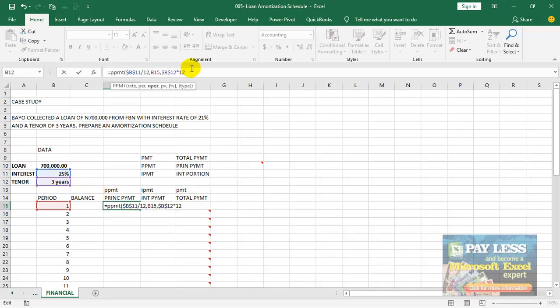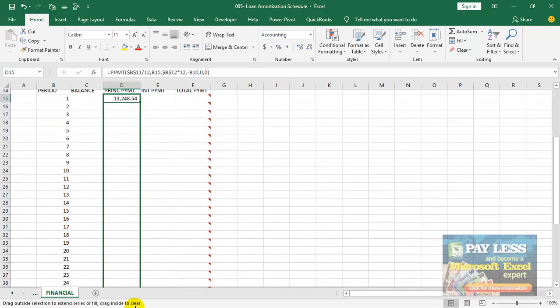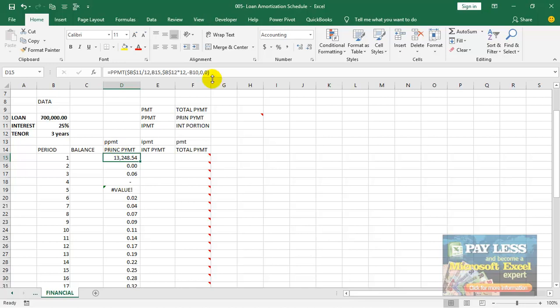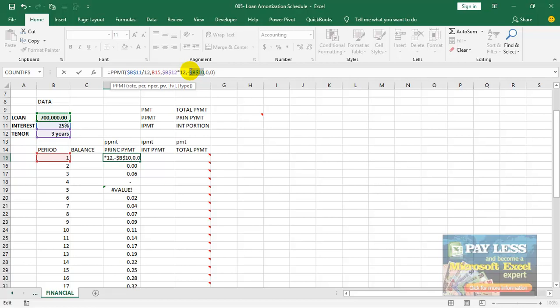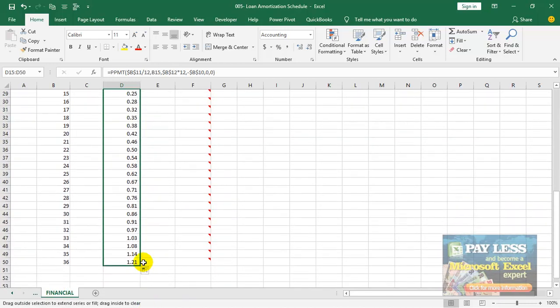Then the next parameter is the PV, which is the present value, which is the loan amount. Now I will use a minus sign because my result will give me a negative, so I don't want to use the absolute value function. Because it represents repayment, the future value of a loan is 0. The loan itself is the present value. Then the type is at the end of the period, 0. I need to lock the position of the principal, the loan itself. So when you copy this down, you have the principal repayment for each period.